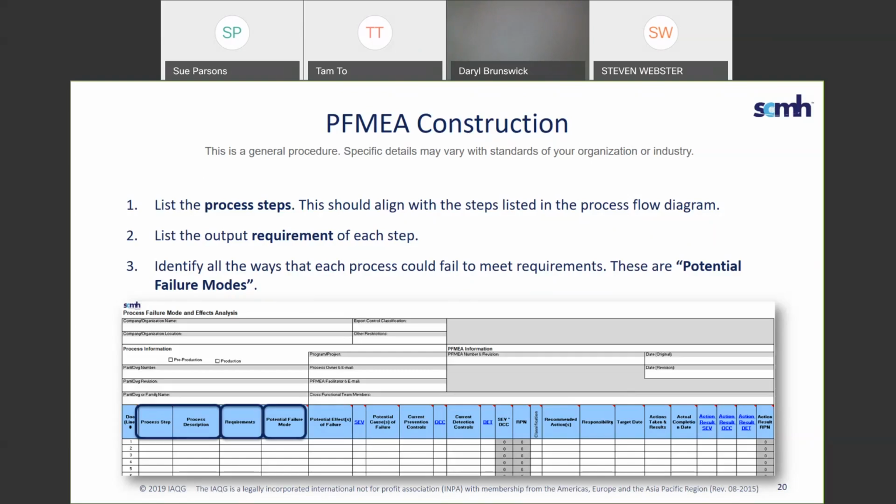Your process steps, these shall align with the process flow. So this is in lockstep with the process flow. The process steps are aligned with that. If they have an operation number, use the operation number, and use the description of the process. What's the output or requirement of each step? What am I trying to do here?